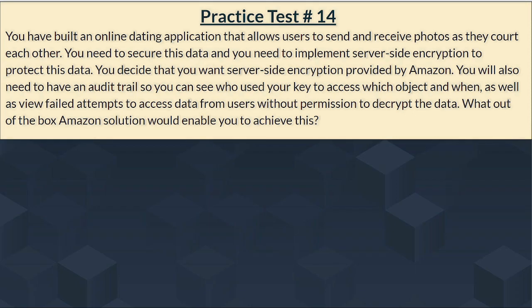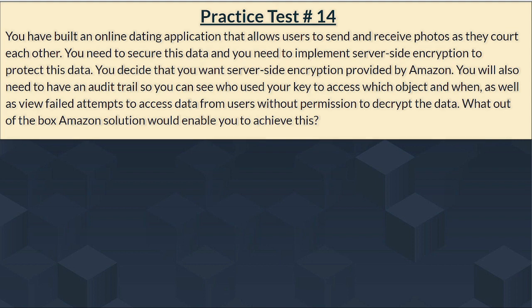So the next question is: you have built an online dating application that allows users to send and receive photos as they court each other. You need to secure this data and you need to implement server-side encryption to protect this data. You decide that you want server-side encryption provided by Amazon. You will also need to have an audit trail so you can see who used your key to access which object and when, as well as view failed attempts to access data from users without permission to decrypt the data. What out-of-the-box Amazon solution would enable you to achieve this?